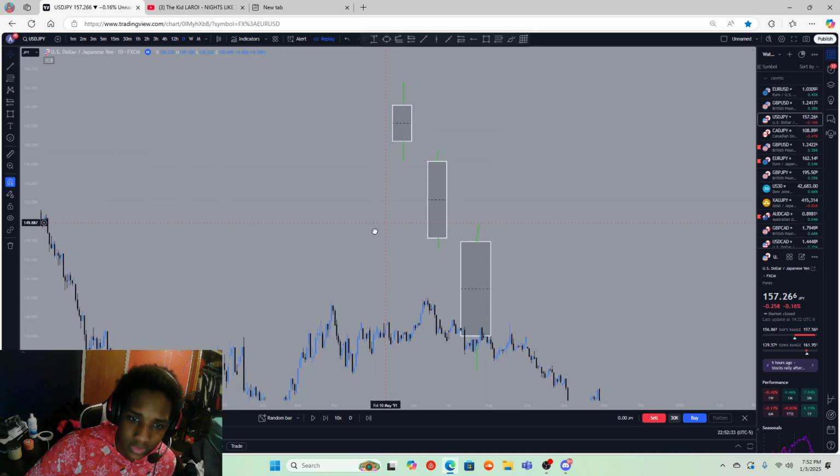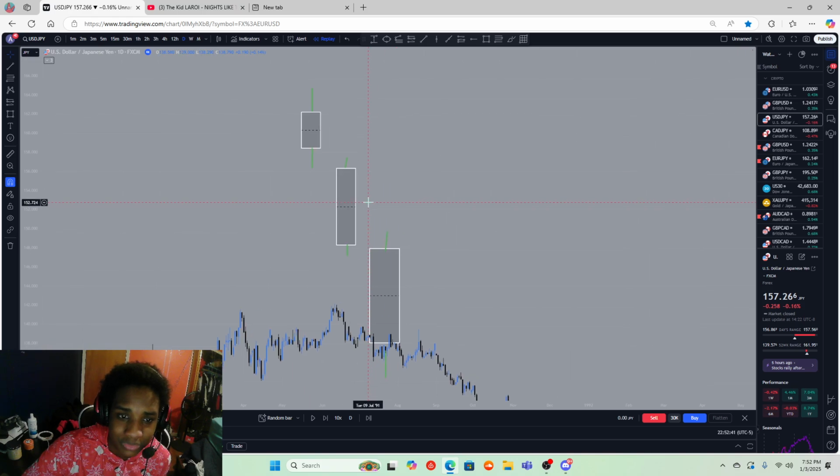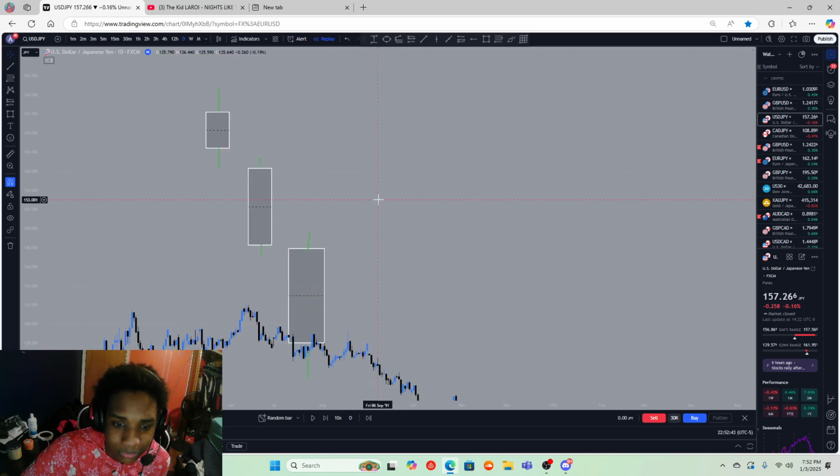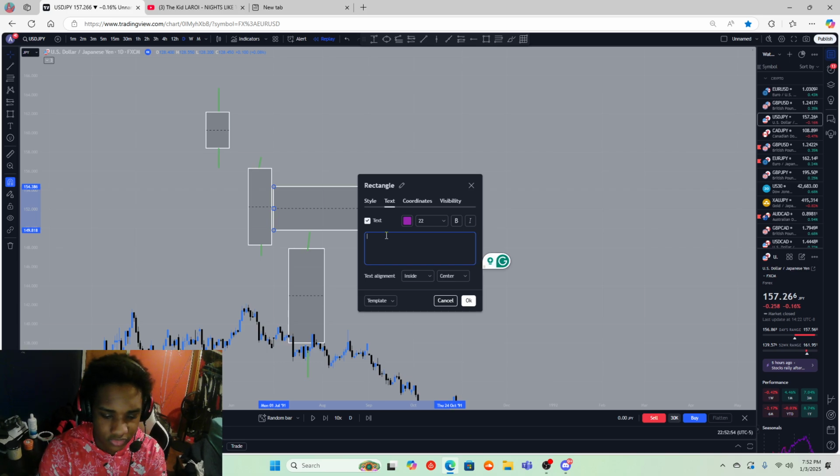These fair value gaps happen when these wicks here do not close below the body of this candle. And that leaves an inefficiency or an imbalance in price, and it will cause price to often retrace back to it, leaving a fair value gap. And it'll look something like that. So let's just type in a fair value gap.